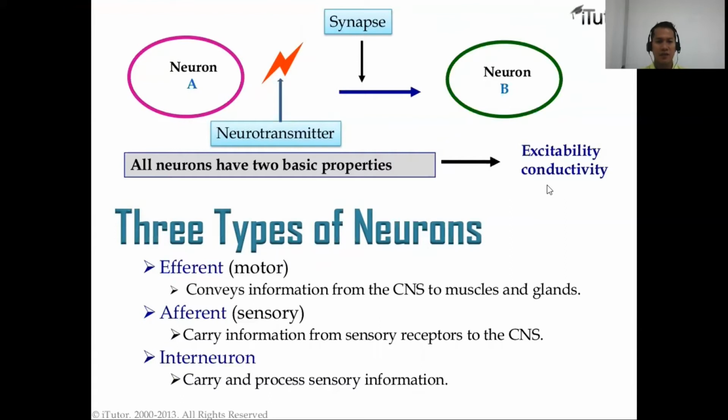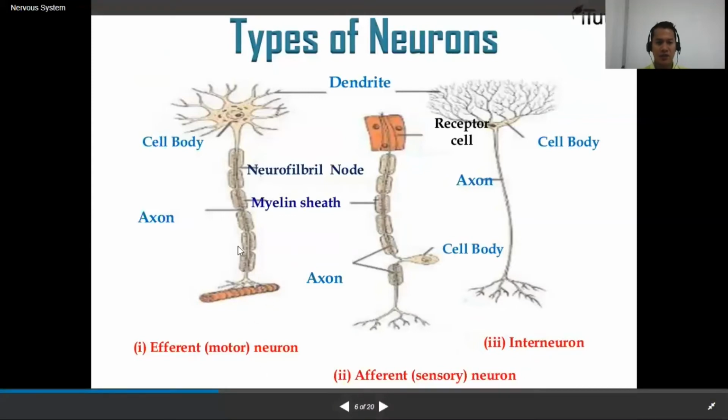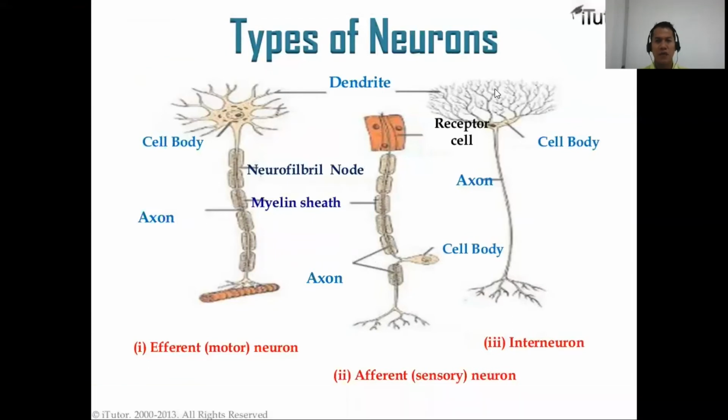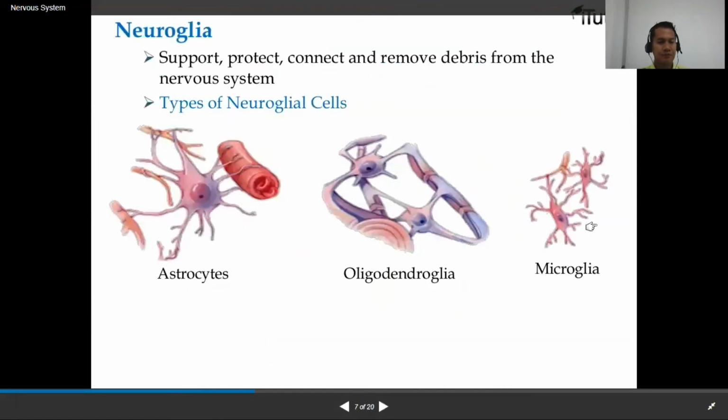But there are three types: efferent, afferent, and interneuron. Once again, these are the three types. The motor neuron looks like this. The sensory neuron, or the afferent neuron, looks like this. And the interneuron looks like this. They are basically the same, but they perform different functions, as the words imply: motor, sensory, and interneuron. Okay.